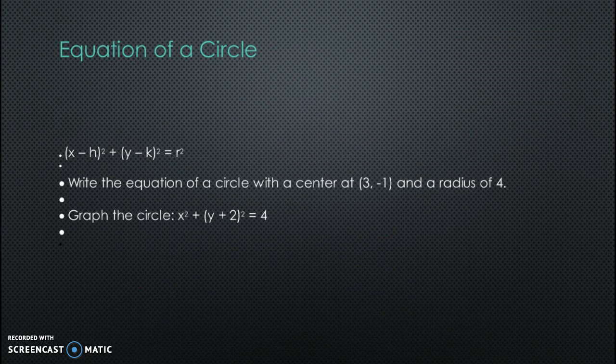Okay, remember our equation of a circle is (x minus h) squared plus (y minus k) squared equals r squared, and our center is at (h, k), at that point (h, k), and remember for this one, opposite signs for both h and k.